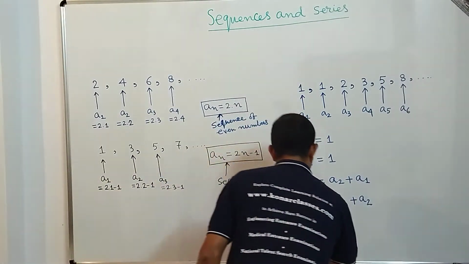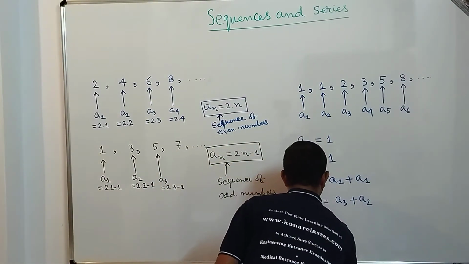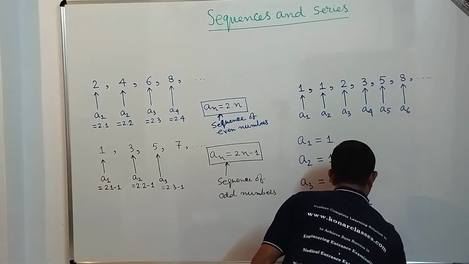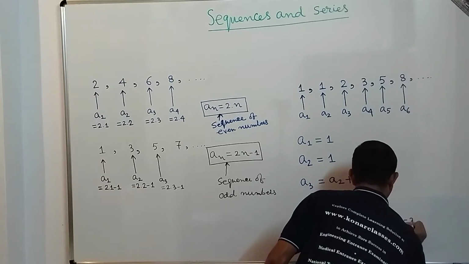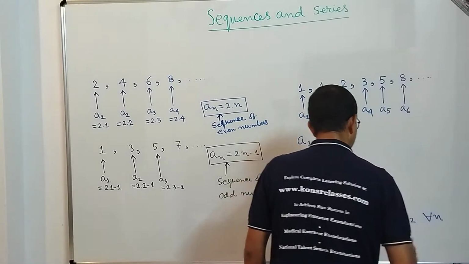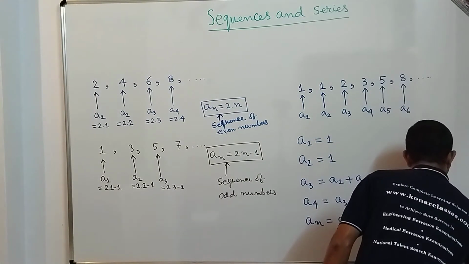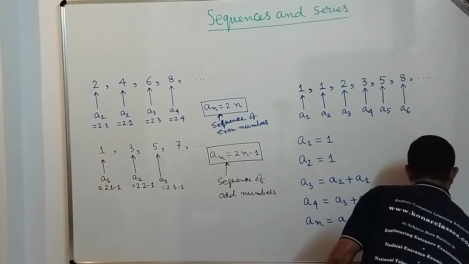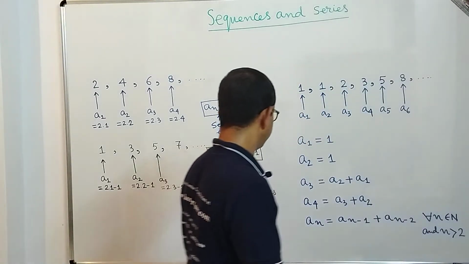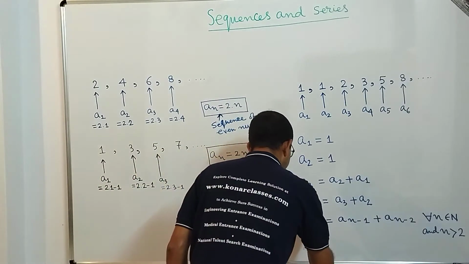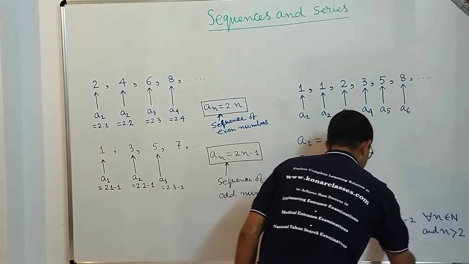In that way, we are able to find a pattern. What is that pattern, dear students? That is An is equal to An minus 1 plus An minus 2 for all n belonging to the set of natural numbers, and n is greater than 2. That means you should start with n equal to 3. And this is known as the Fibonacci sequence.